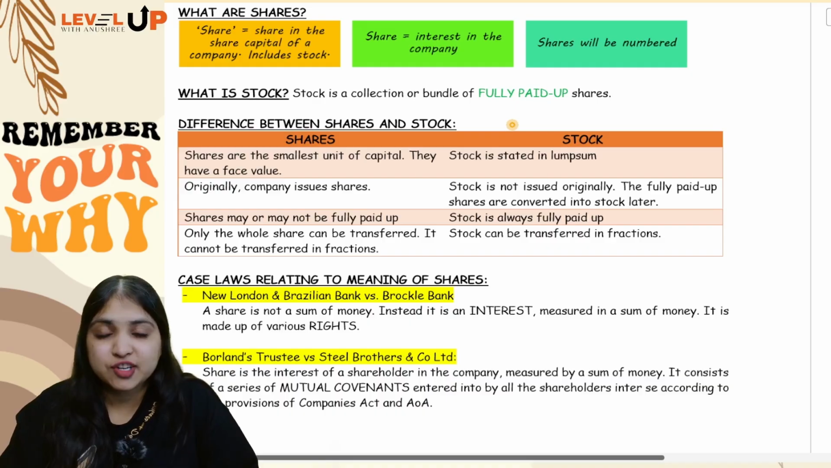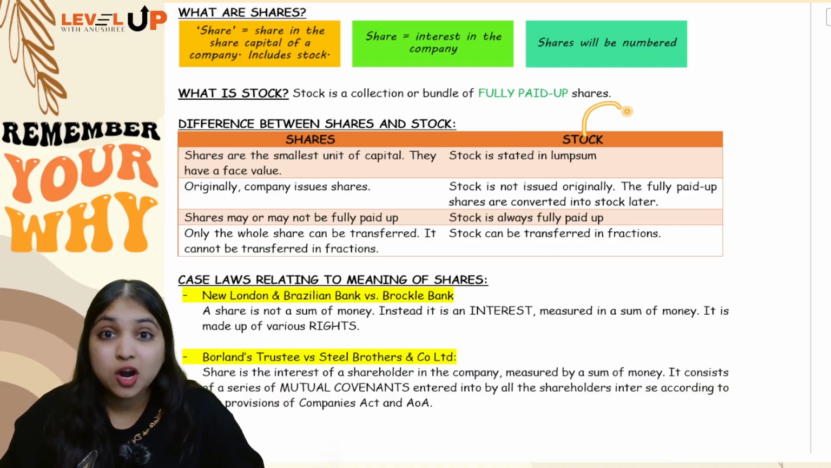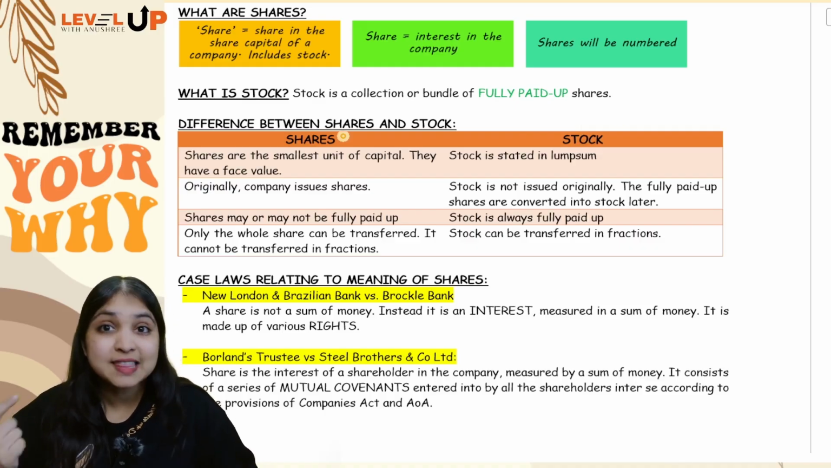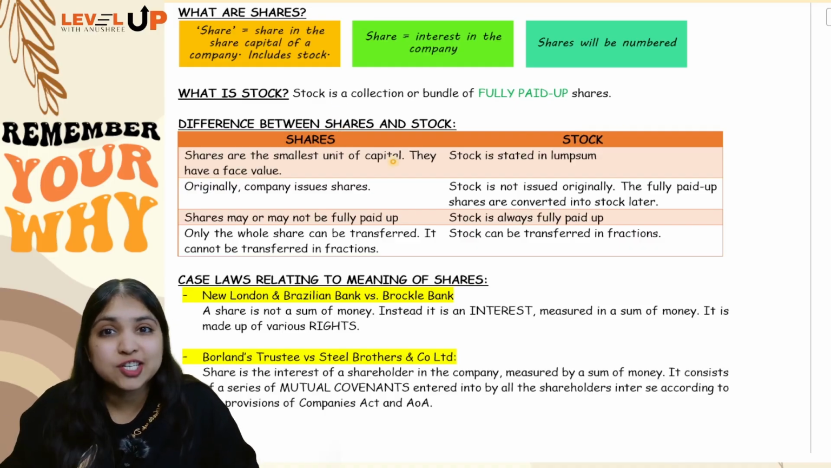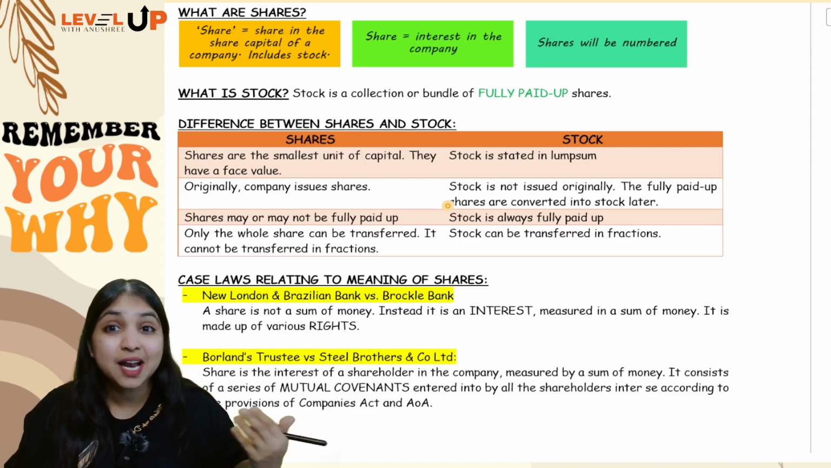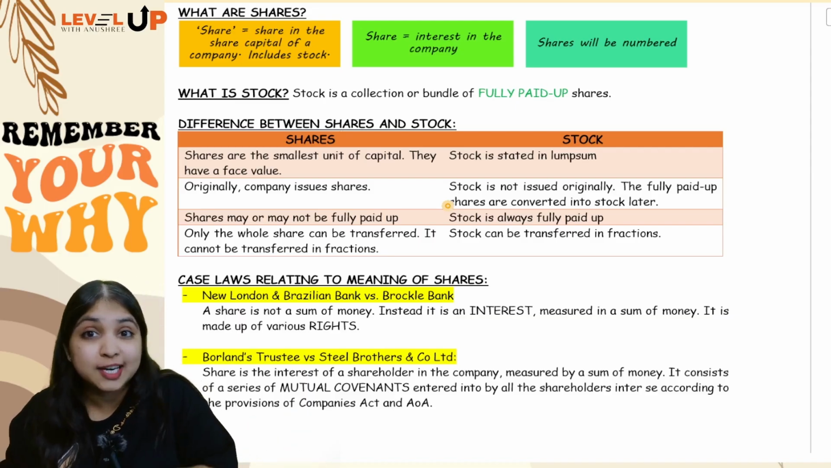Like I'll say give me 5 shares or give me 10 shares. But when I talk about stock, I'll talk in amount. Like give me stock for 1000 rupees or give me stock for 10,000 rupees. That was the first difference. Second difference, originally company will issue shares only. Company can't originally issue stock. Originally it will be shares only.